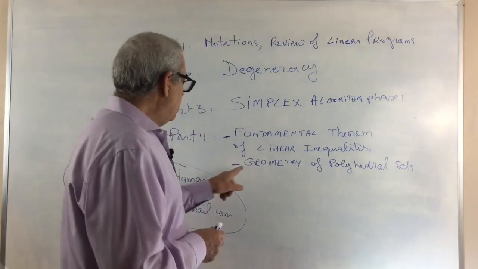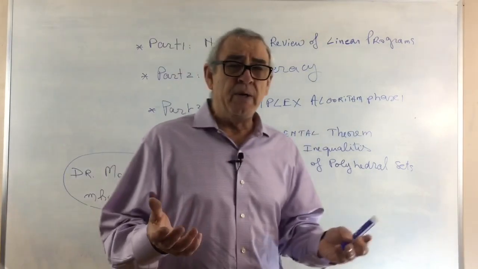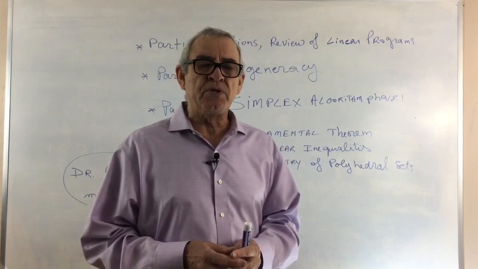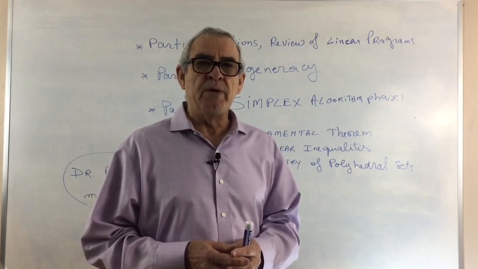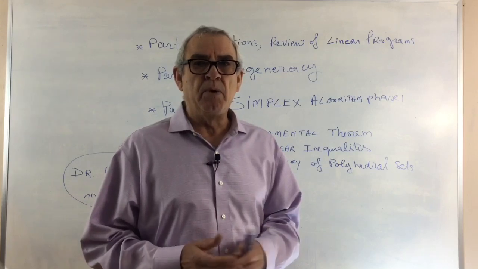And finally, we're going to address the geometry of polyhedral sets, where we're going to state and prove the decomposition theorem of polyhedral sets. That is, a polyhedral set is the sum of a polytope and a polyhedral cone.